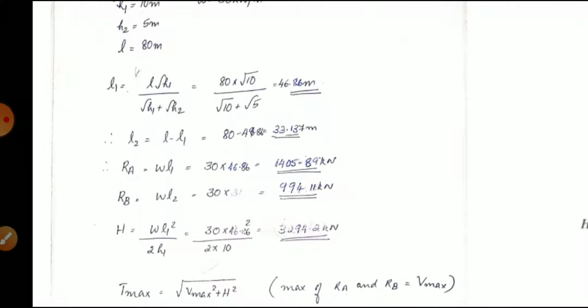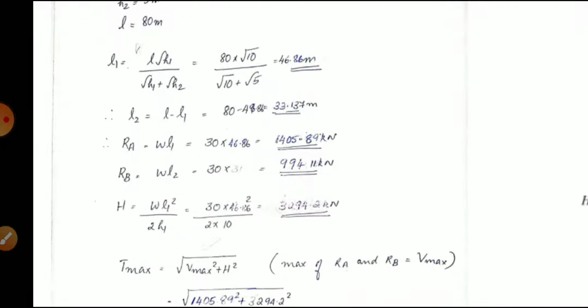Next, you are asked to find the horizontal thrust exerted. We know you have two formulas. H is equal to W L1 square by 2 H1, or W L2 square by 2 H2. Substituting any of those values, find the horizontal thrust exerted on the cable. Simple. Okay.